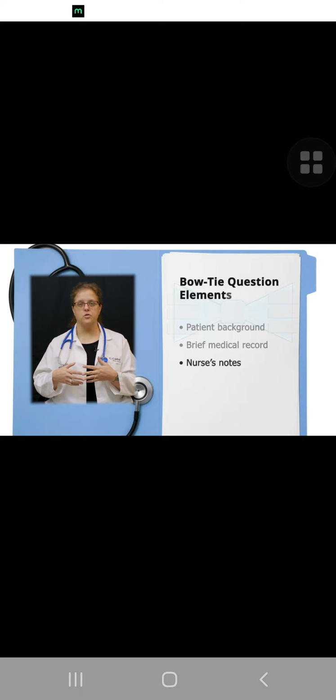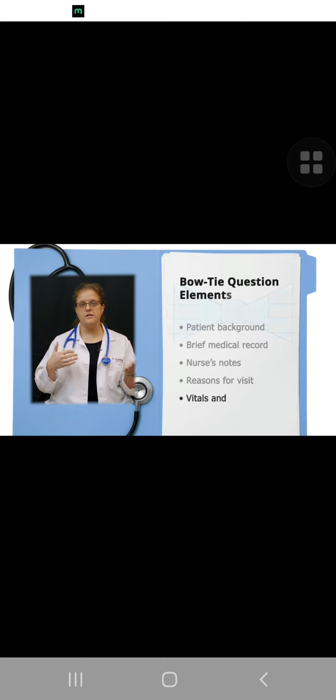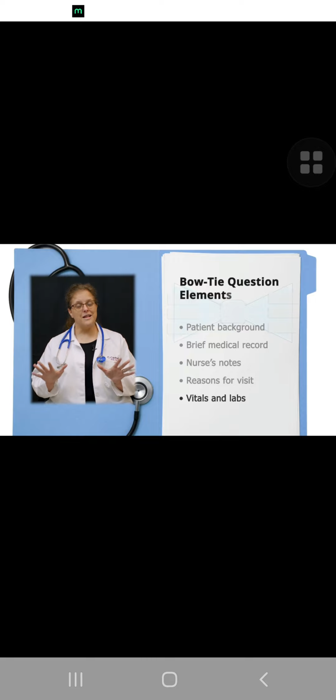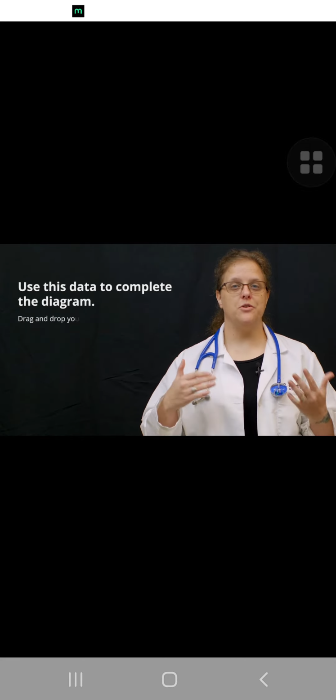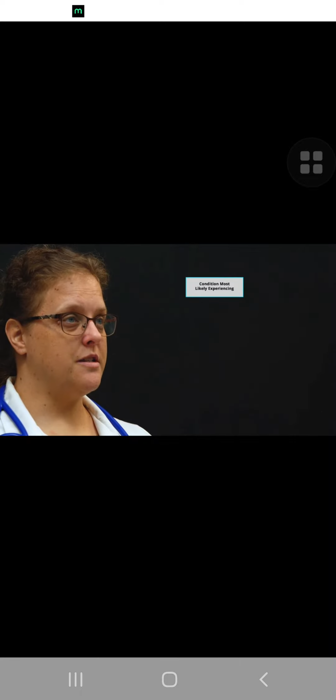When you see this type of item, there will be some medical record type information like nurse's notes or provider notes, doctor's notes. This will likely include the reason the client is seeking care, some assessment data, vital signs, and maybe some labs. It's not all relevant to the question though. This information is there to mimic the amount of data that would be available to you on a real client. Next, there's a question or direction, such as use this data to prepare for providing care. Then the potential conditions are in the middle.